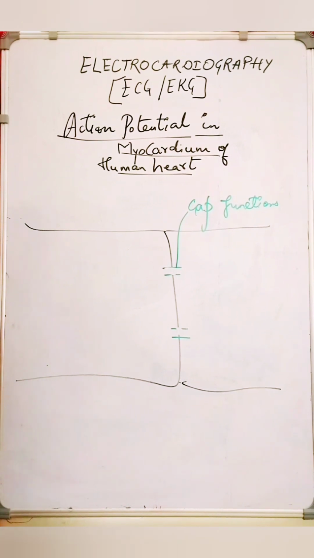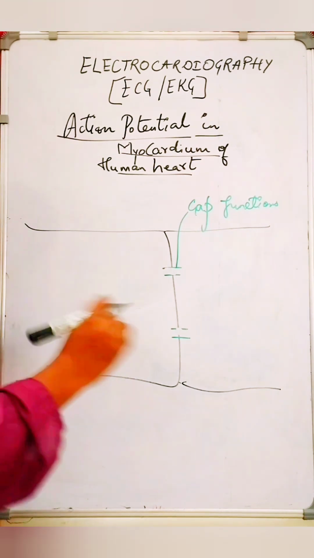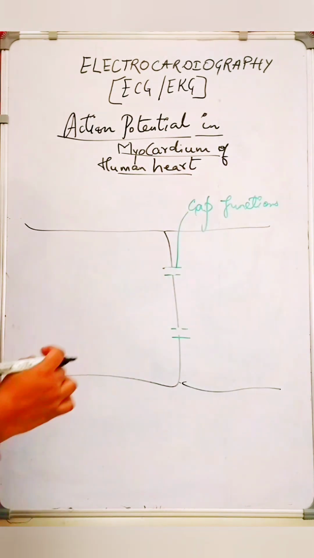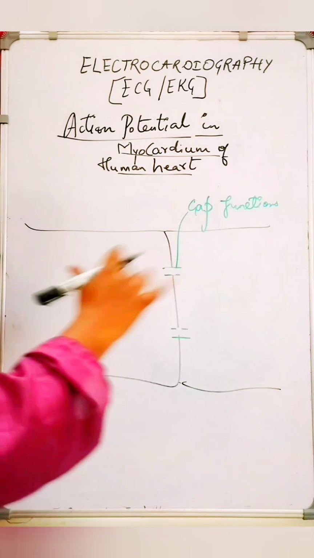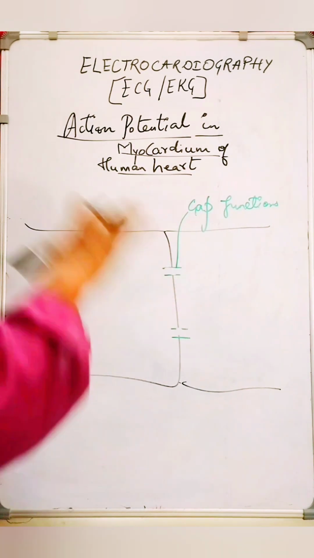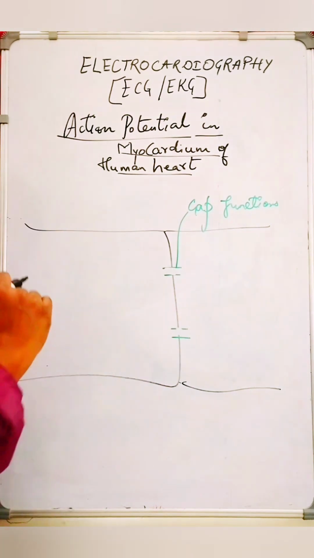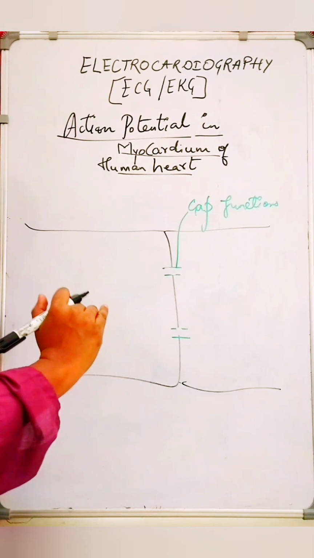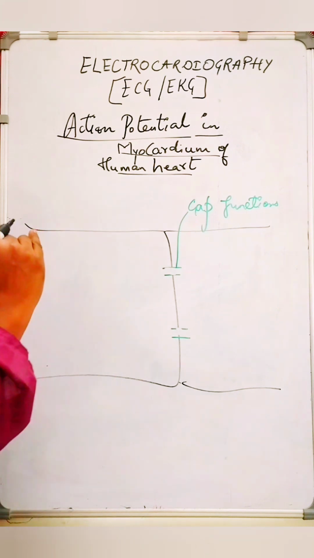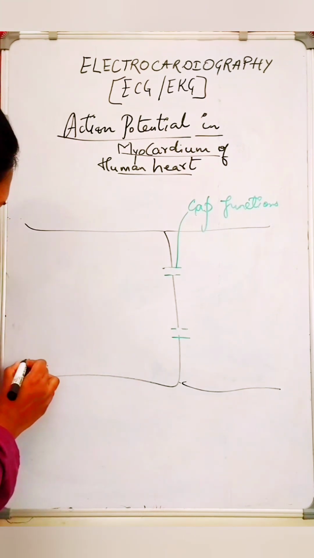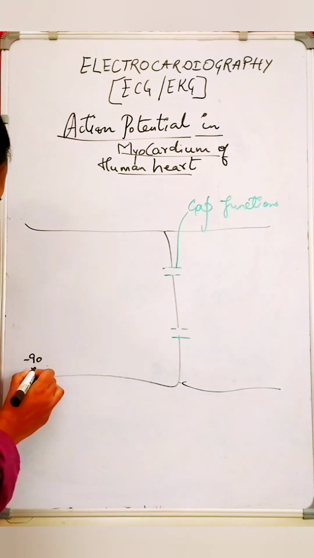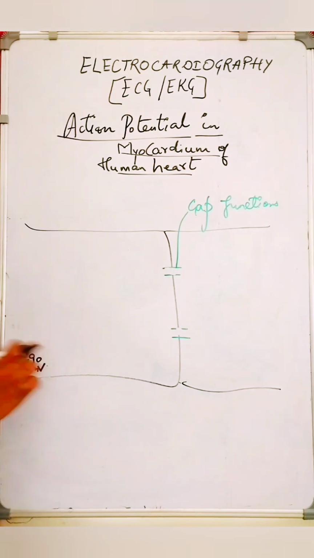Now, we should always remember that at the resting condition, when there is no impulse, when there is no trigger, the cell is at the resting phase. And at rest, the resting membrane potential is always minus 90 millivolts.